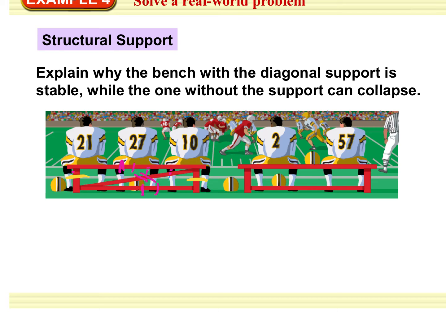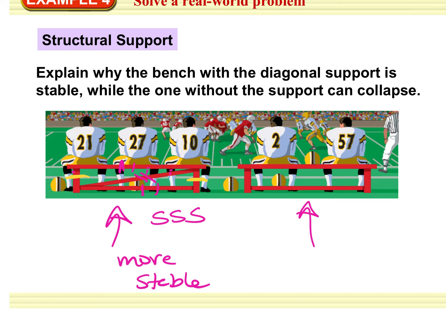So anytime you have a support through there making 2 congruent triangles, this one on the left would be more stable. And we could state this by side, side, side congruence. This other one over here would wobble because there's no support holding it together. So it could wiggle a little and shift side to side.